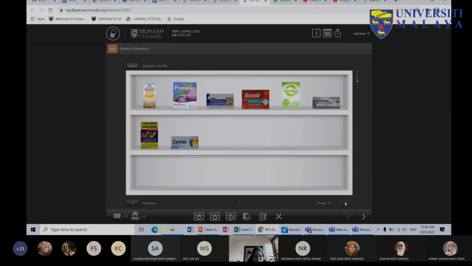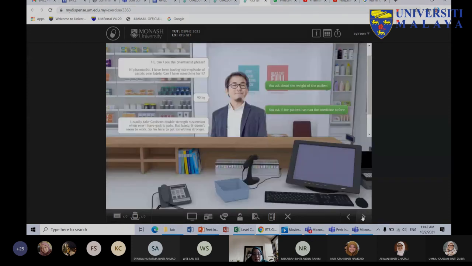It is more or less what we need, in terms of getting the students to respond to the symptoms of the patients, okay. But the setback is, because this is developed by Monash Australia, the medications are Australian medications. It's not yet Malaysian medications.